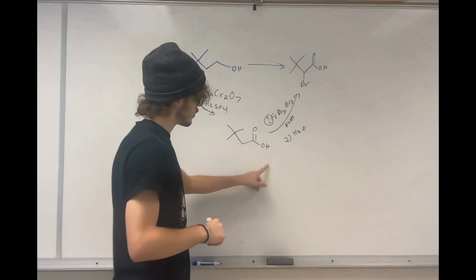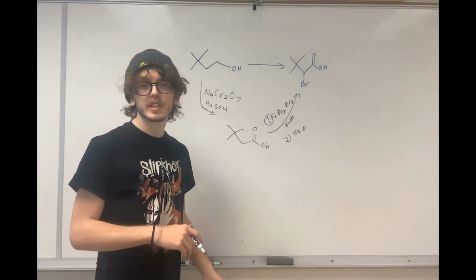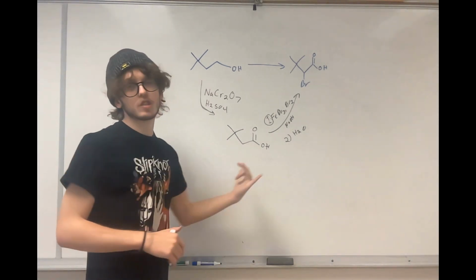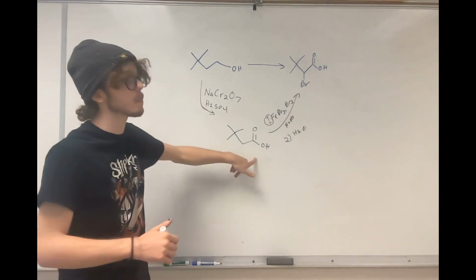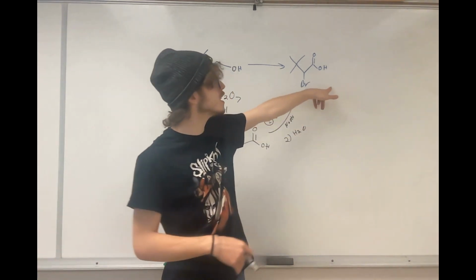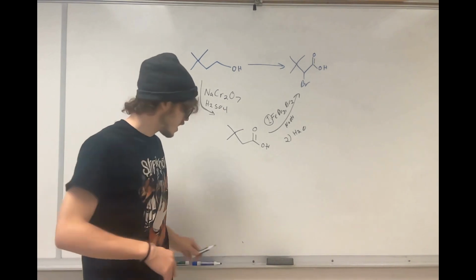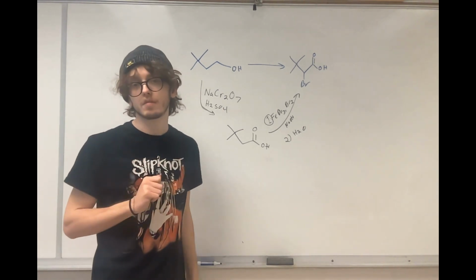I know that that will alpha halogenate our carboxylic acid. So notice this is a two-step synthesis. First we make the carboxylic acid, then we use HVZ to get the product of interest. Let's move on to another practice problem.